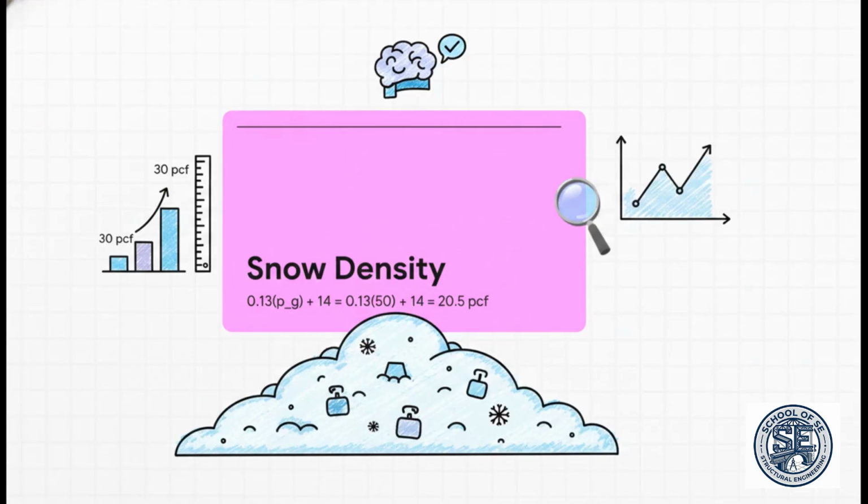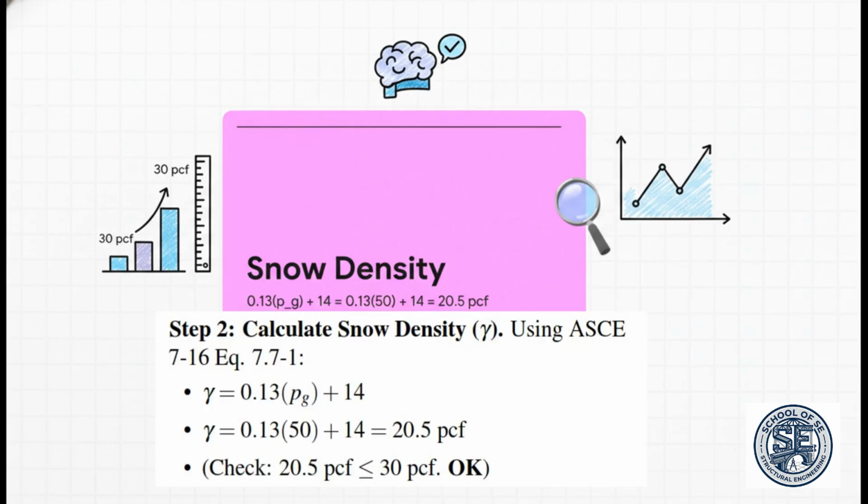Next up is Step 2, calculating the snow density, or gamma. Basically, how heavy is this snow? Equation 7.7-1 tells us density equals 0.13 times the ground snow load plus 14. We drop in our 50 psf ground snow, multiply by 0.13 to get 6.5, and add 14. Bam! That gives us a snow density of 20.5 pounds per cubic foot. Now, put on your engineer hat and do a quick sanity check.